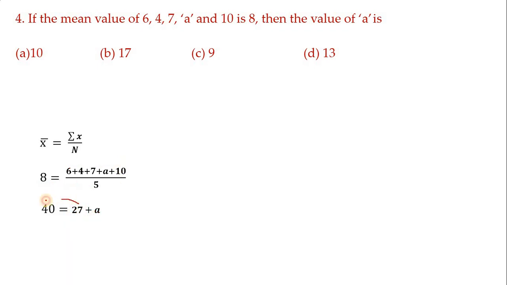Now this 27 you transfer to this side, we get minus 27. So 40 minus 27 gives 30. Therefore a value is 30. So again the option D is the correct answer. Move on to the next one, children.